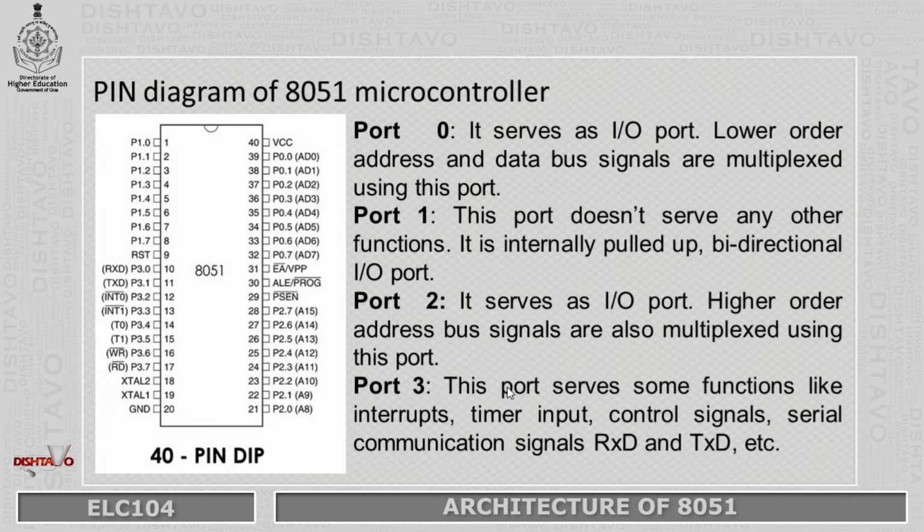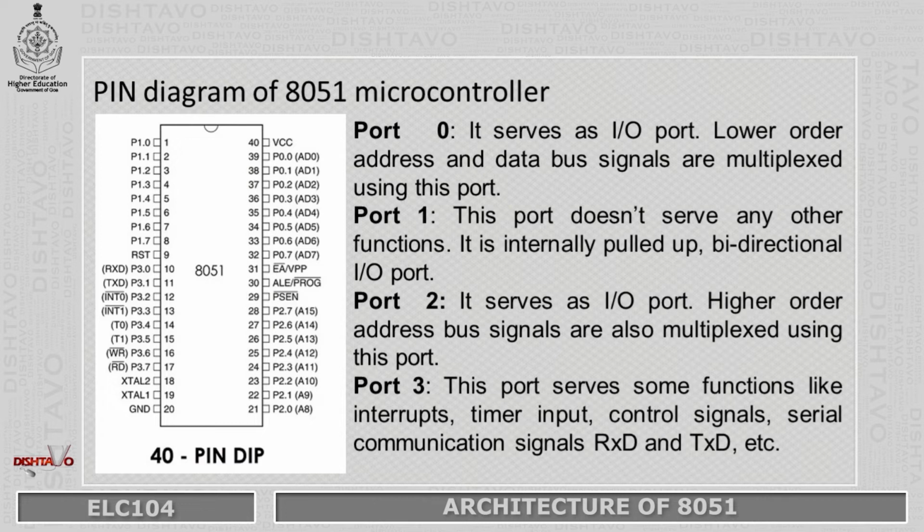Next comes port 3. So port 3, as we can see, it also has a primary function of simple input output, but at the same time each and every port pin of port 3 is having secondary functions. Okay, they are used for serving communication, like UART communication is done on port 3.0 and 3.1. Then 3.2 and 3.3 are used for external interrupt sources. Then 3.4 and 3.5 are used for counters and timers.